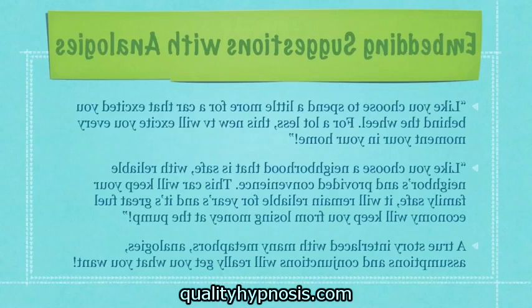Embedding suggestions can also be accomplished through the use of analogies. You could say something like you chose to spend a little more for a car that excited you behind the wheel for a lot less. This new TV will excite you every moment you're in your home. Another great analogy would be like you chose a neighborhood that is safe with reliable neighbors and provided convenience. This car will keep your family safe, it will remain reliable for years, and its great fuel economy will keep you from losing money at the pump.